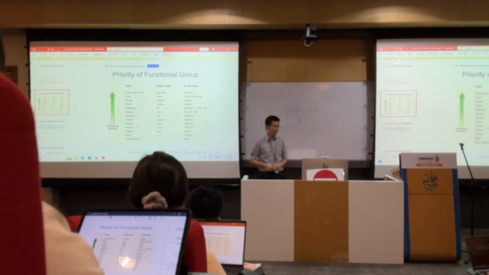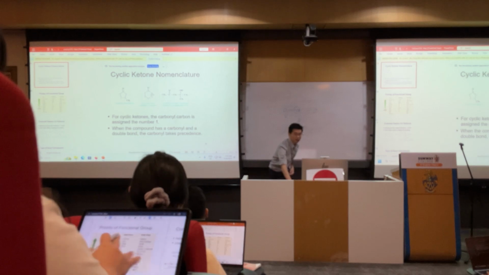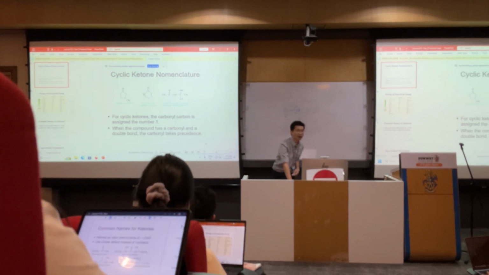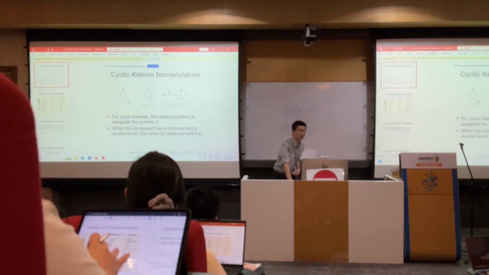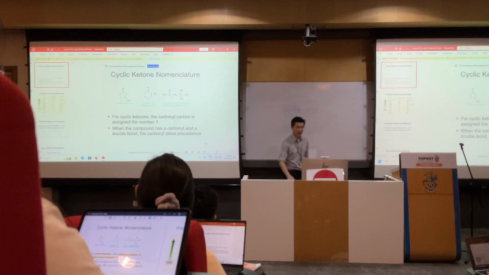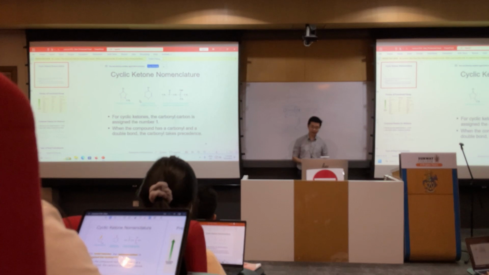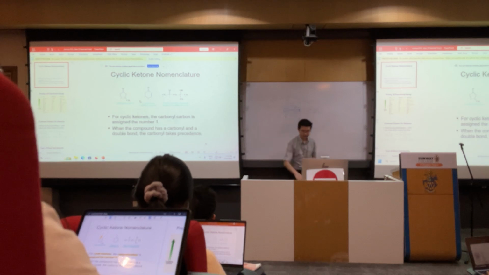So let's go back to this. In this example, we have a carbonyl group and a double bond. Because the carbonyl group has a higher priority than the double bond, we name this molecule as a ketone. This is called a cyclohexenone.